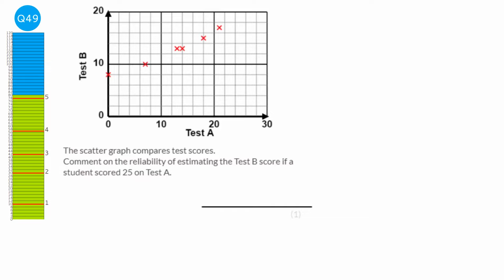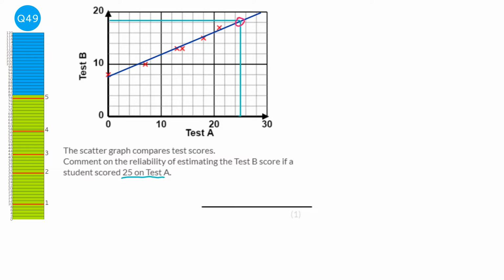So to make estimates from a scatter graph, we've got to first of all draw a line of best fit, which would be something like this. And what we'll do is to find an estimate of test score B, given the fact they got 25 on test A, means that we would draw a line up from test A at 25, should be here, and then across, and that's how we'd make the estimate. But look at where that is hitting our line of best fit. It's hitting it here.